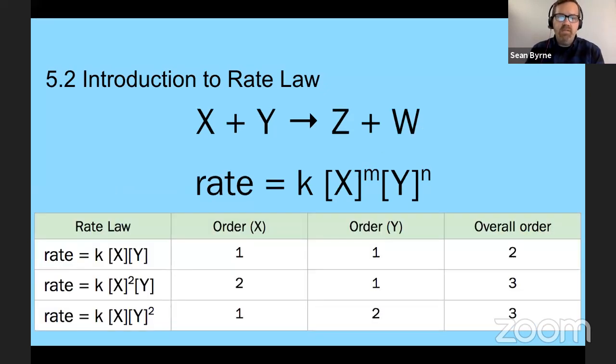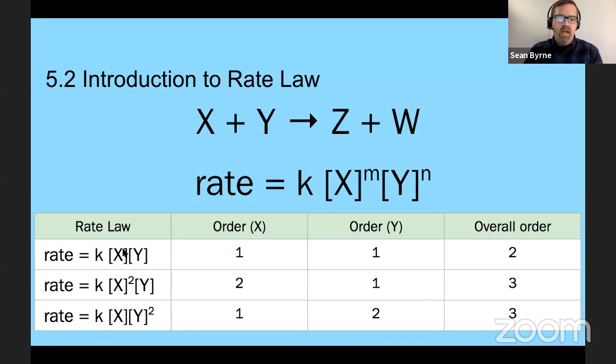So let's look at a specific example. Let's fill in m and n with some specific numbers. In the first one, the order with respect to X is 1, the order with respect to Y is 1, so the overall order is 2. We could have the order with respect to X being 2 and the order with respect to Y being 1, which gives us an overall order of 3. We can switch the numbers to get an overall order of 3 as well.